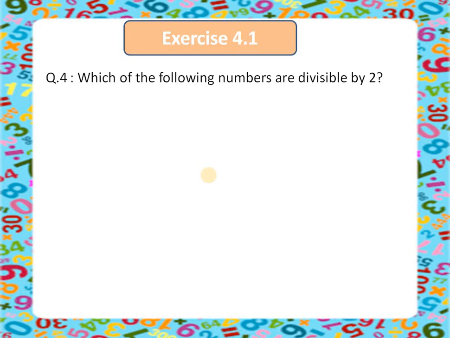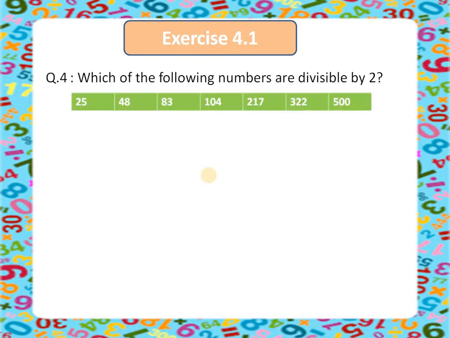Question number 4. Which of the following numbers are divisible by 2? A few numbers are there in the box. You have to know which number is divisible by 2. So you have already read the divisibility properties of 2. On the basis of that you have to answer. The numbers are: 25, 48, 83, 104, 217, 322, 500. So let's count how many numbers there are. 1, 2, 3, 4, 5, 6, 7.